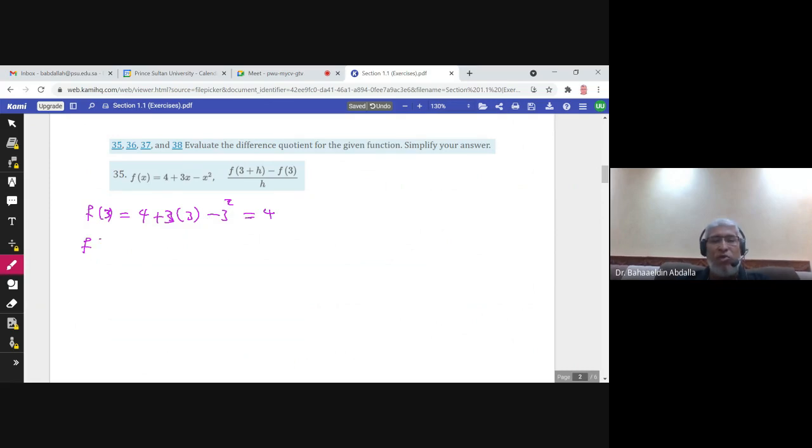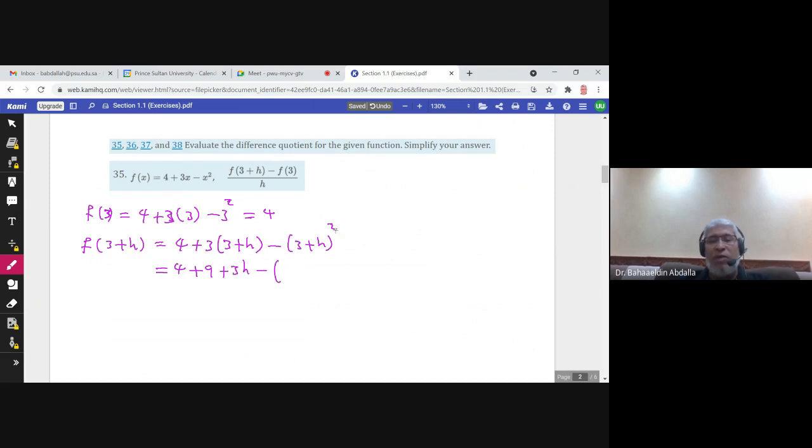Also, let us find f of 3 plus h. To find f of 3 plus h, I go to f of x, replace x by 3 plus h. So it's 4 plus 3 times 3 plus h minus 3 plus h all square. So I replace each x by 3 plus h. And now I simplify this. So this is 4 plus 3 times 3 is 9. And 3 times h is 3h minus.